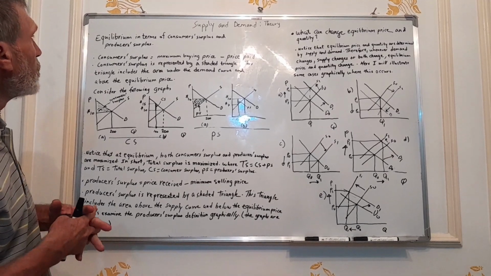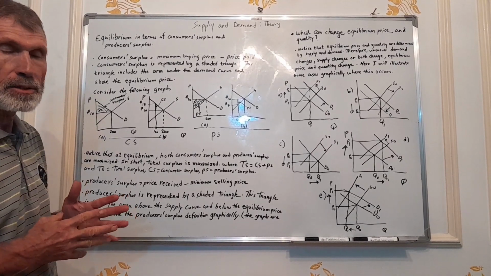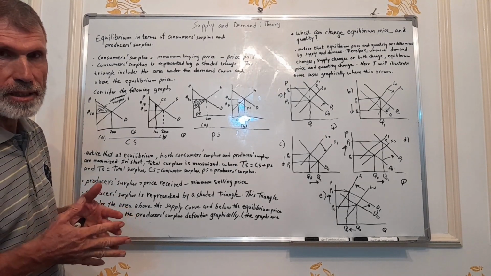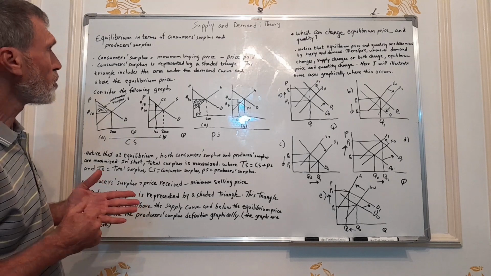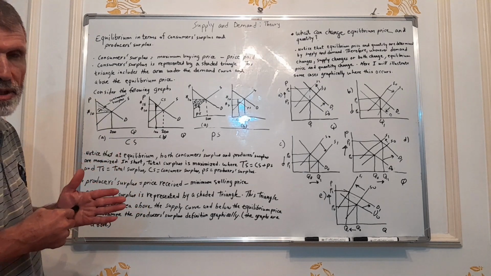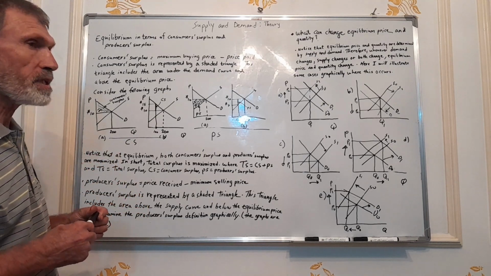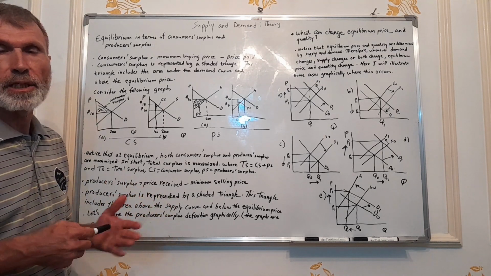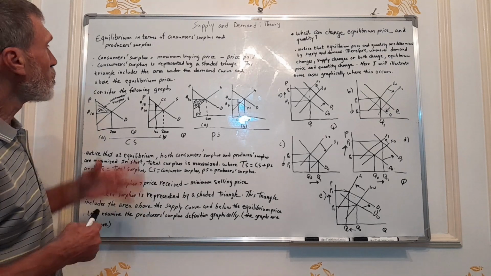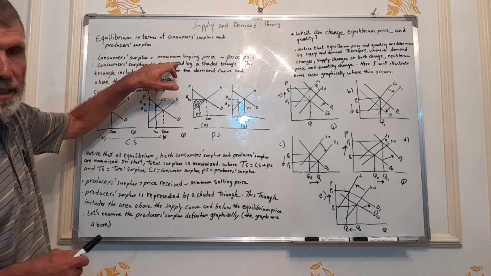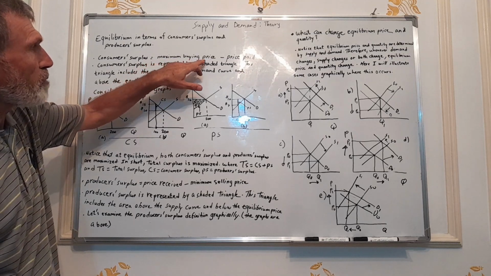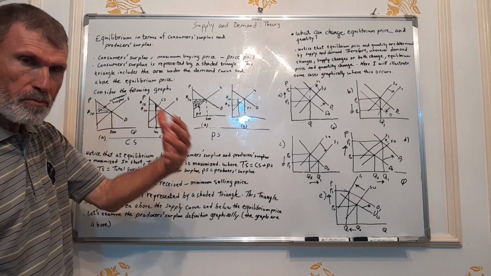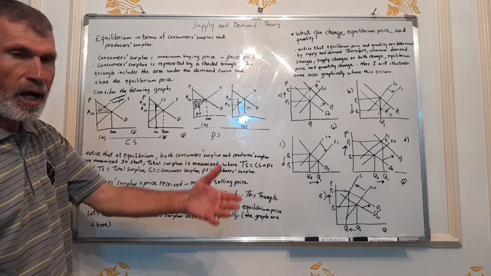Now we move to talk about two important concepts, consumer surplus and producer surplus. Here we're talking about equilibrium in terms of consumer surplus and producer surplus. What do we mean when we say consumer surplus? What do we mean when we say producer surplus? Consumer surplus is defined as the maximum buying price minus the price paid.